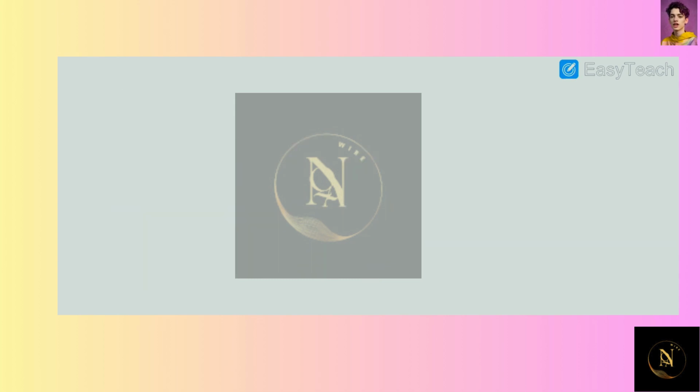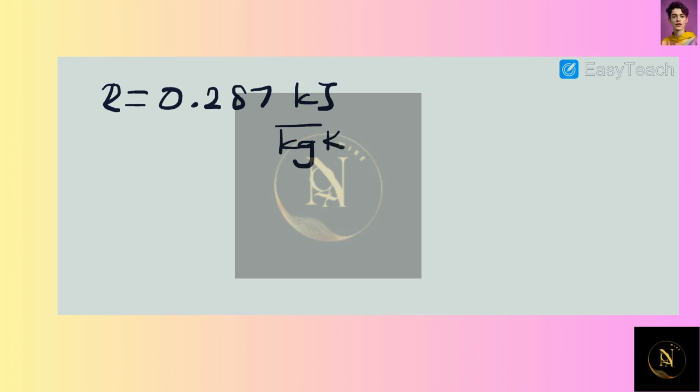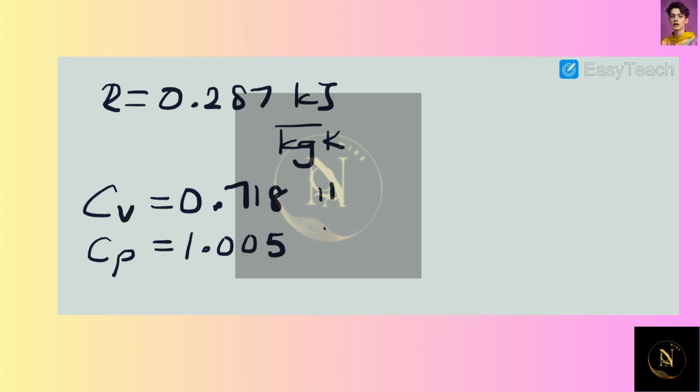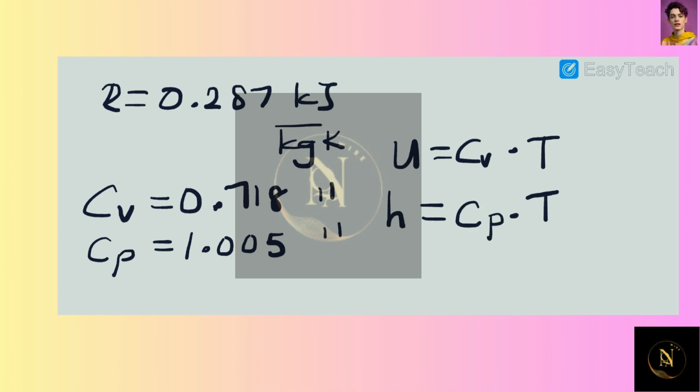So next, we can write down the pertinent properties. We can say that the gas constant of air is equal to 0.287 kilojoules per kilogram Kelvin. Next, we can also write down our specific heats of air. So we can say that CV is equal to 0.718 kilojoules per kilogram Kelvin. Say that CP is equal to 1.005 kilojoules per kilogram Kelvin. And we can also write down the approximations that U is equal to CV times T, our specific internal energy, and our specific enthalpy can be approximated as CP times T.